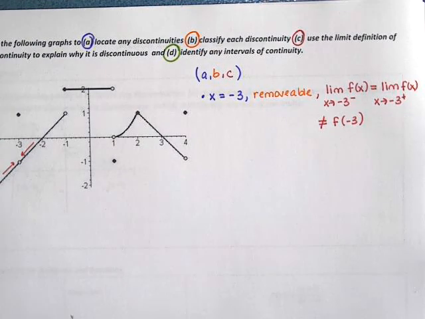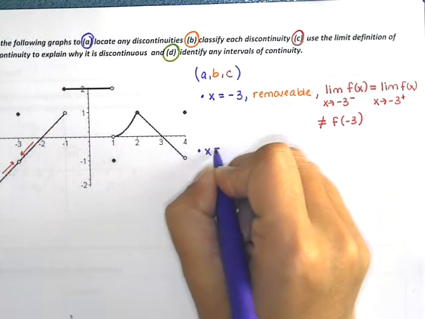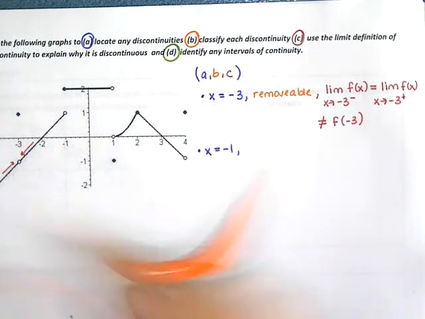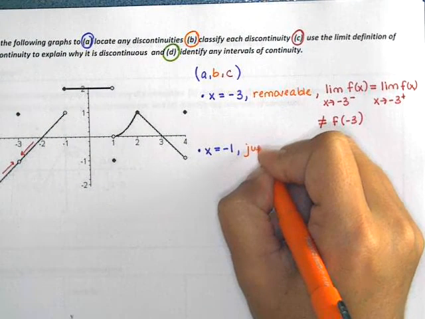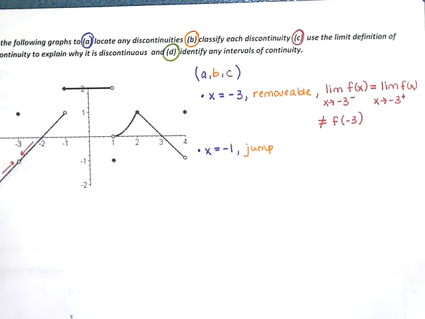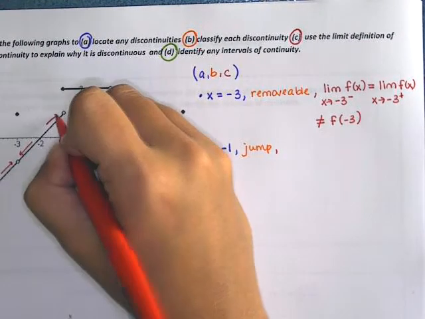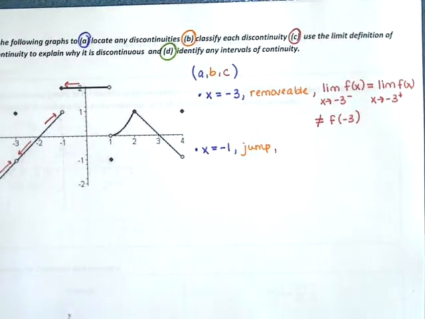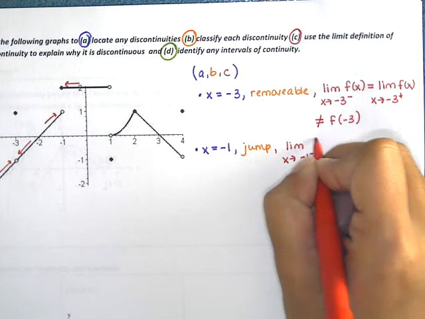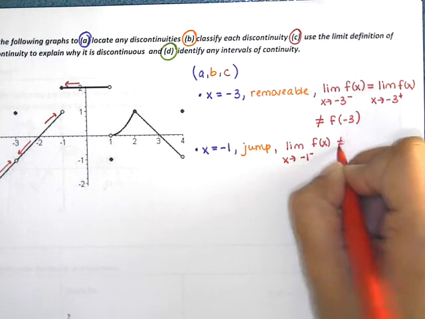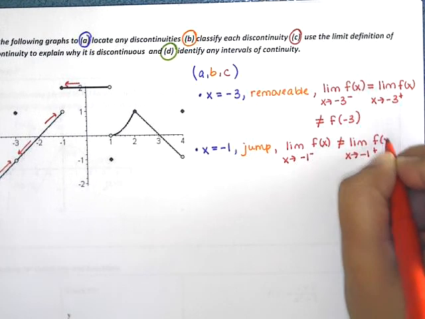Now if I keep sliding along the graph, the next spot where there's a discontinuity would be at x equals -1. This time the graph jumps from this section to this section. So this would be called a jump discontinuity. And if we wanted to use limits to explain that, the limit from the left and the limit from the right disagree this time. So we would say that the limit as x approaches -1 from the left does not equal the limit as x approaches -1 from the right.